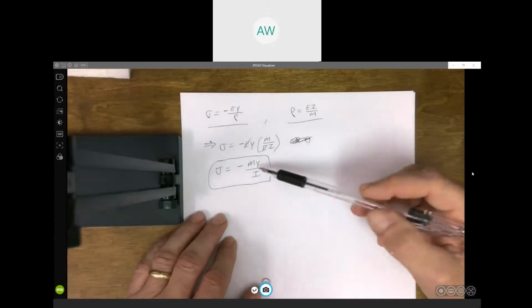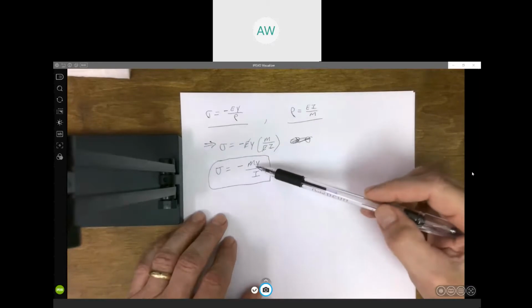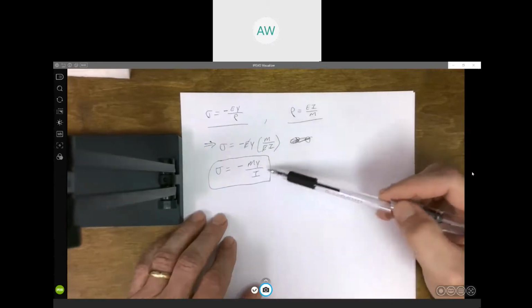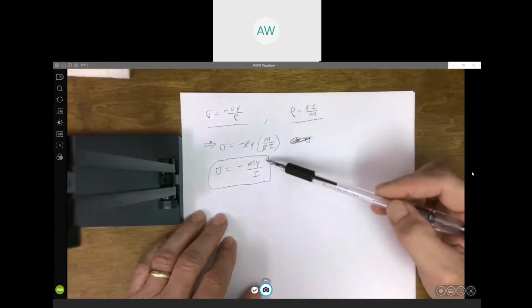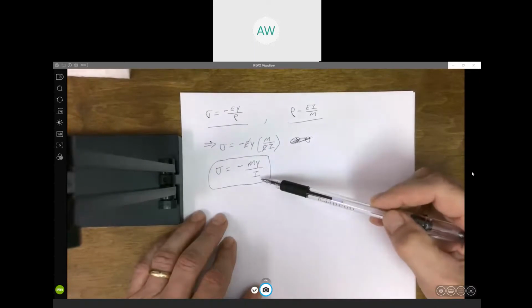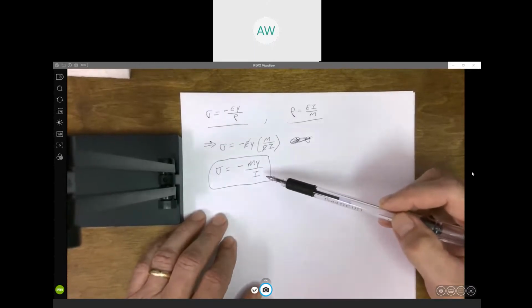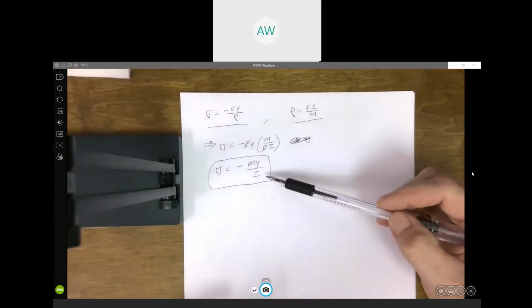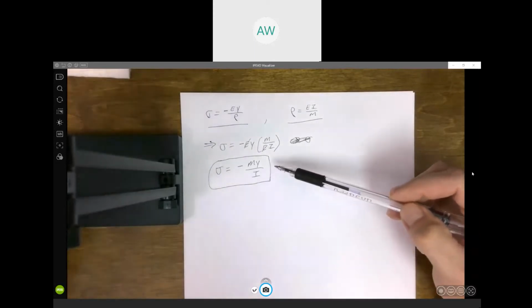Not a real complicated formula. If you want to know what the normal stress is due to bending, it's just minus My over I, where M is the bending moment. Y is the distance you are away from that neutral axis, which we now know goes through the centroid. And the denominator is just the moment of inertia about that neutral axis. This is one of the main reasons you learned how to calculate moments of inertia in statics. Again, not the only reason, but one of the main reasons. If you can't locate a centroid and you can't calculate a moment of inertia, you can't calculate stress. That's why those things are so important for you to learn in statics.